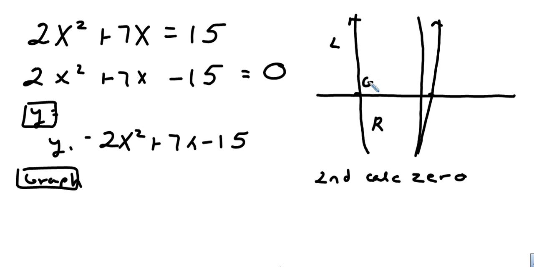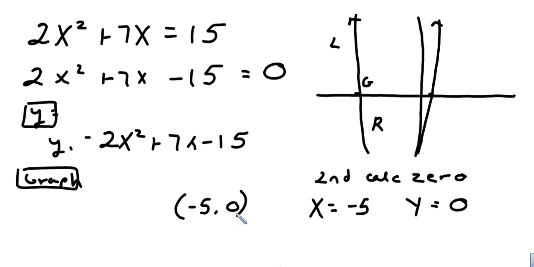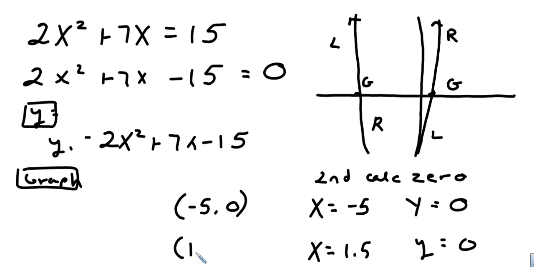When I do that, the calculator will tell me x equals -5, y equals 0, which means I have an x-intercept at (-5, 0), or if I've been asked for a solution, my solution is x equals -5. I then do the same thing with the other side of my quadratic. My left bound is in this section, my right bound in this section. Here's my guess. It will give me this point as x equals 1.5 and y is equal to 0. So my x-intercept is (1.5, 0).